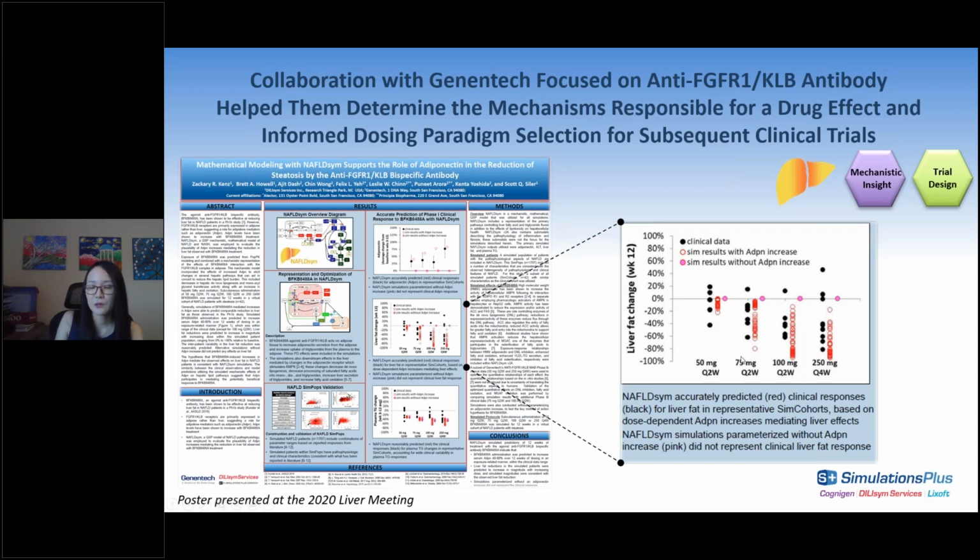Mechanistic simulations were performed with and without incorporating adiponectin effects. Simulations with adiponectin recapitulated the clinically observed liver fat reduction, as indicated by these open red dots here. So the simulation results supported the important role of adiponectin in underlying the observed liver fat reduction, the efficacy of the treatment. Various dosing regimens were also simulated to support dosing selection for the next clinical trial design.